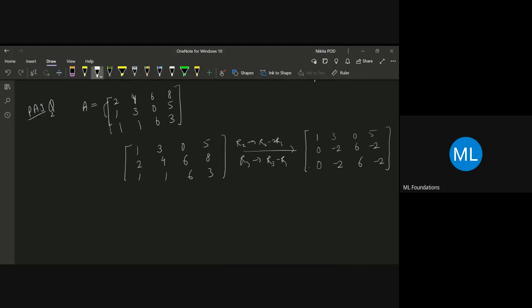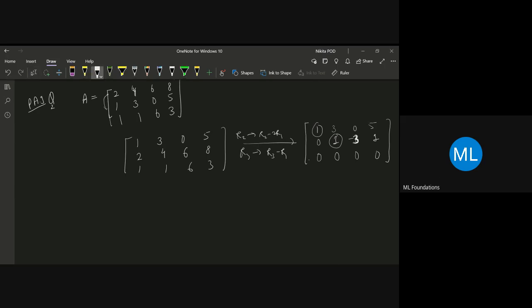Okay, so this would be 1, minus 3, 1. This will become 0 0 0. Yeah, so the row space of A would be this row and this row, the span of these two rows.